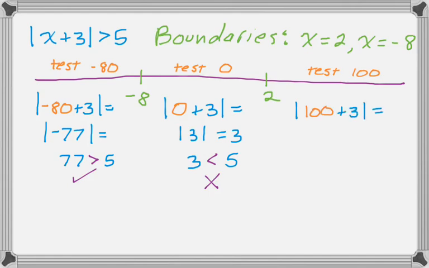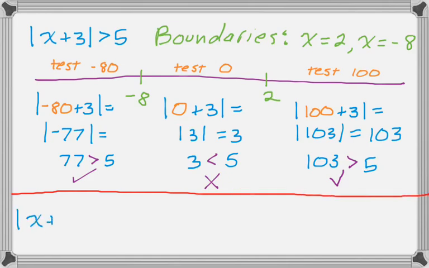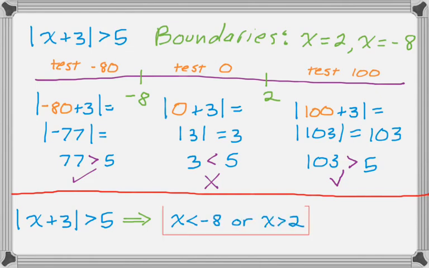And then 100 plus 3 is 103, and the absolute value of that is 103. 103 is greater than 5, which means that that region is a part of our solution. So now I actually know what my solutions are, so I can write them up. So if that's my equation, then my solution is either x is less than -8 or x is greater than 2. Okay, there's no way to combine those into one inequality, so that's kind of where that stops.